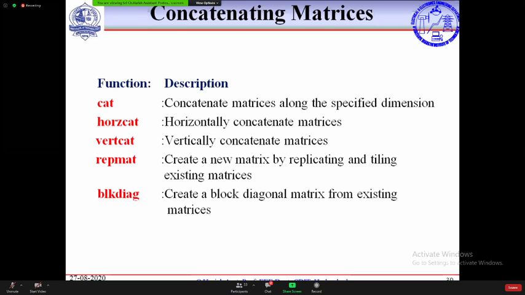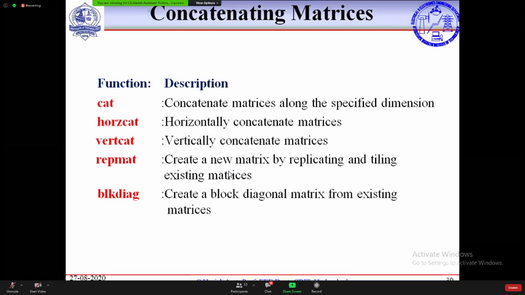Horizontal concatenate means we have to add the matrices horizontally. Vertically concatenate the matrices. Repeat matrix: create a new matrix by replicating and tiling the existing matrices. Means we want to repeat the matrix in a different way. If I have a 2 by 2 matrix, I want to repeat the same 2 by 2 matrix into 2 rows and 3 columns. We'll see with an example, so you will understand more.